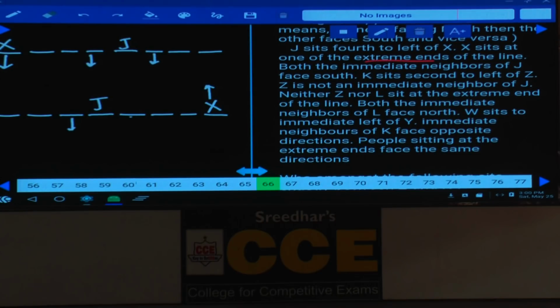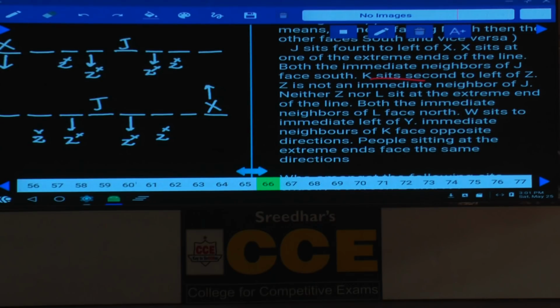Here also the immediate neighbors of J are facing towards south, and K sits second to the left of Z, and Z is not an immediate neighbor of J. Z cannot be in these two places, and Z cannot be in these two places, isn't it? K sits second to the left of Z. Now Z cannot be here as well. If Z is here, K sits second to the left of Z is not possible. Similarly here again, Z cannot be at this place, because if Z is here, there is no place left for K.